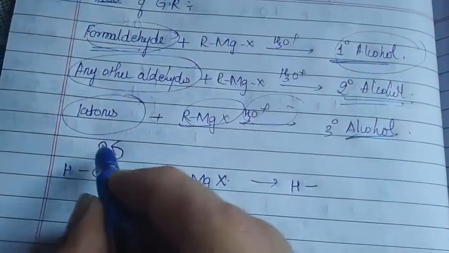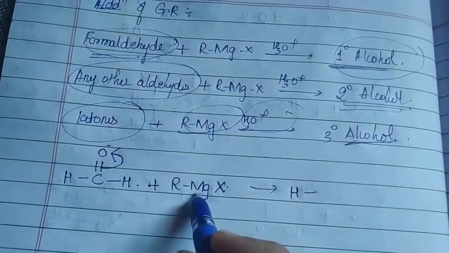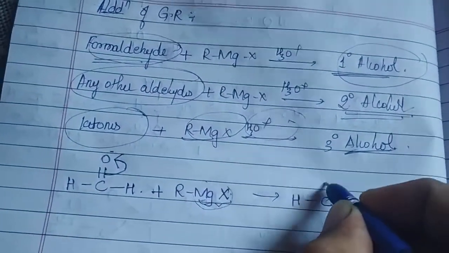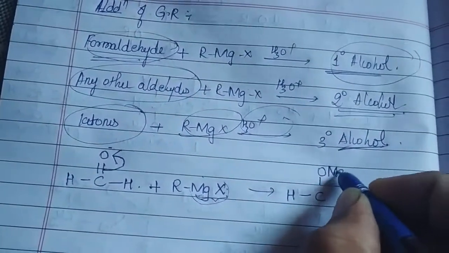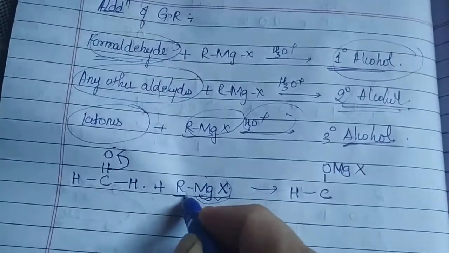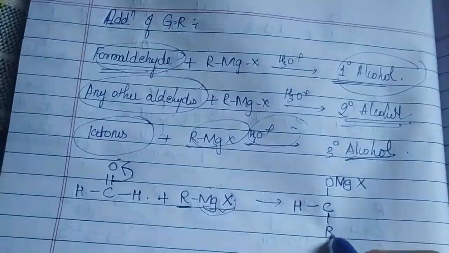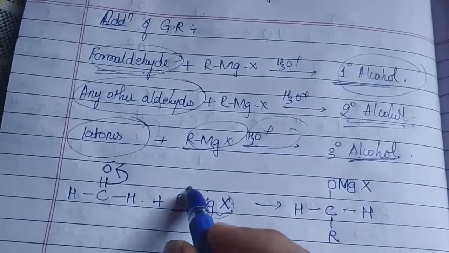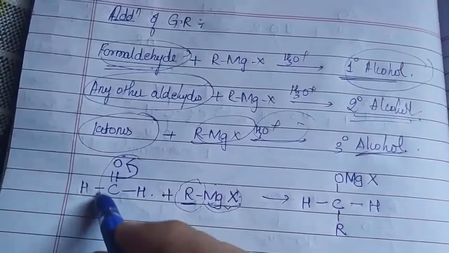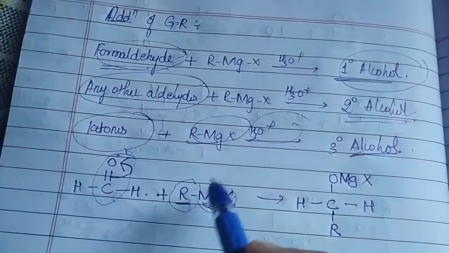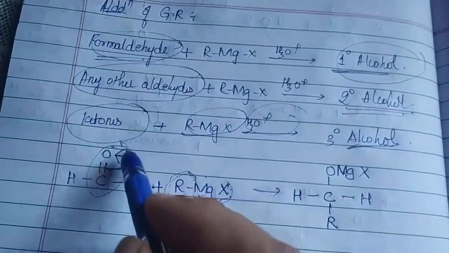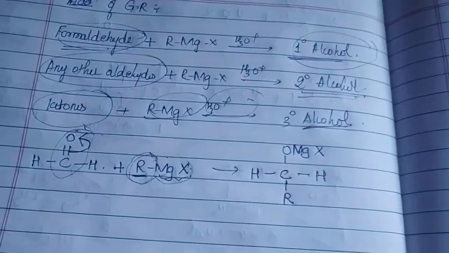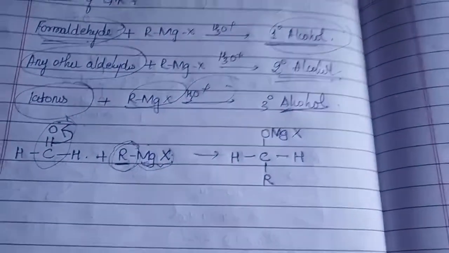H-C, remember, now there is O minus, and here MgX plus. Since R is negative and our carbon is positive, R attaches to the carbon, and here we will be getting H. Since a nucleophile is attacking the carbonyl group, I repeat, since a nucleophile is attacking the carbonyl group, it is falling under the category of nucleophilic addition reaction.